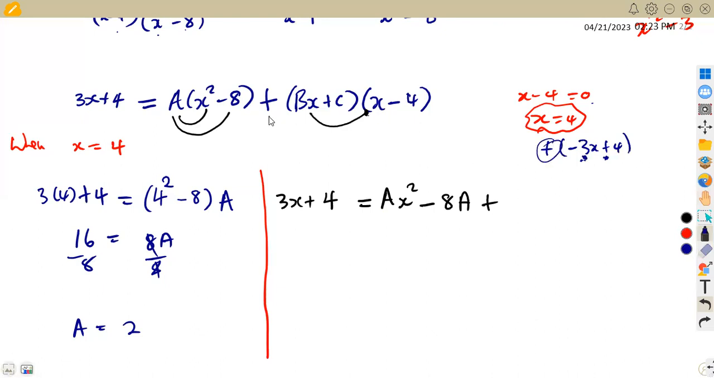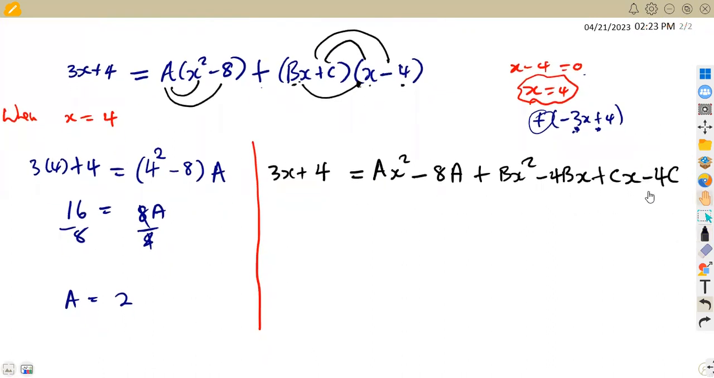So here we've got a plus, which means whatever you're going to have is a product of these 2 brackets. So the bx and x is going to give us bx squared. The bx and the minus 4 is going to give us minus 4bx. The c versus x is going to give us cx. C and negative 4 is going to give us negative 4c. So this is a negative 4c in this case.